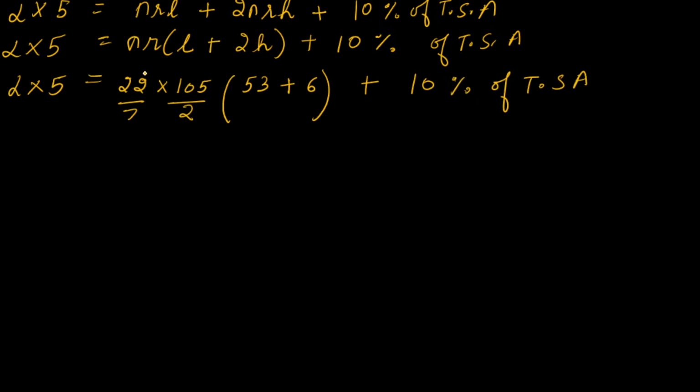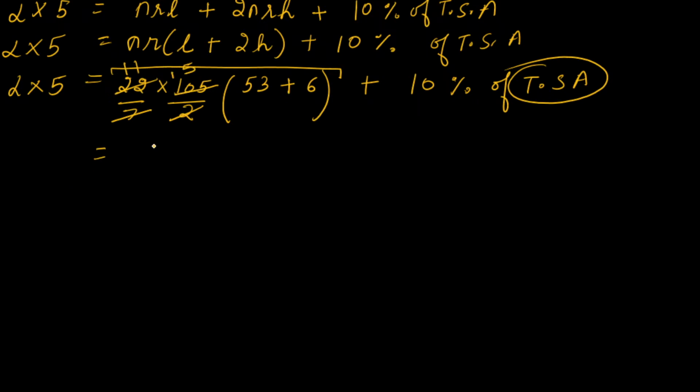Total surface area is this part, curved surface area of cone plus curved surface area of cylinder. Once we get this value, we will write here also and add the total part. Now we can do cancellation, 2 into 11, and 7 also, 7 into 1 is 7, 35, 7 into 5. So 11 into 15 is 165, 53 plus 6 is 59, plus 10% of TSA.